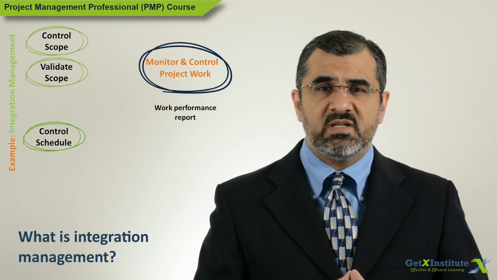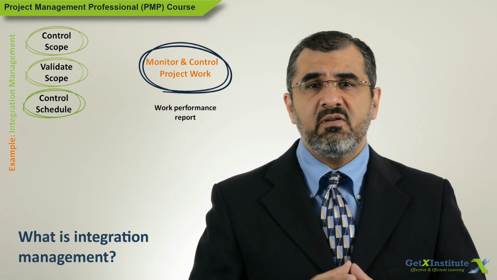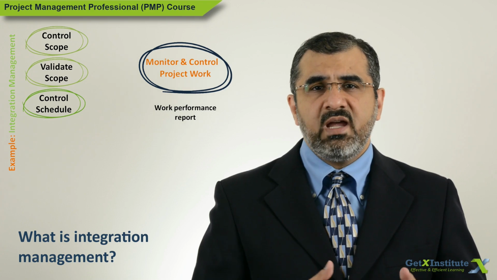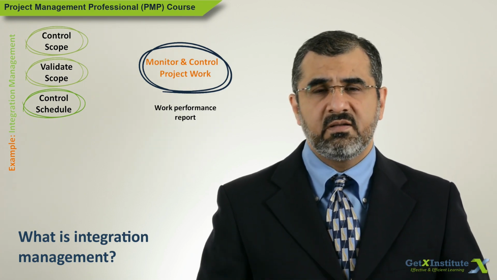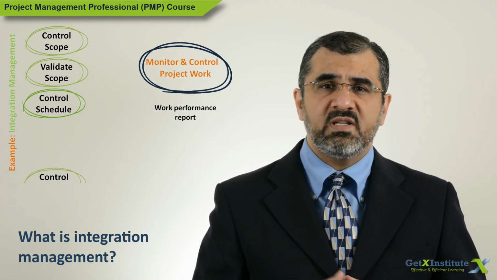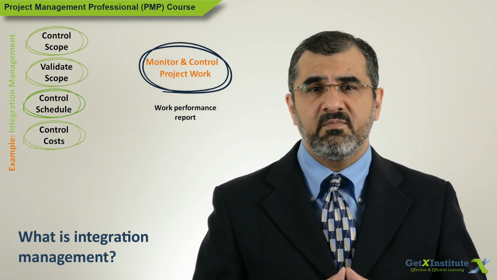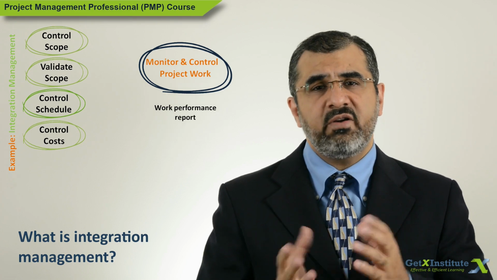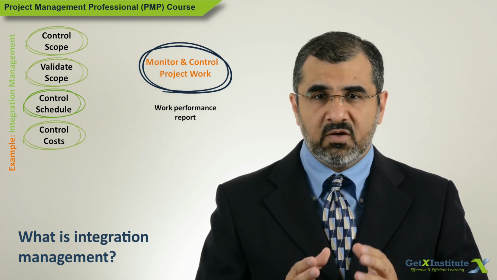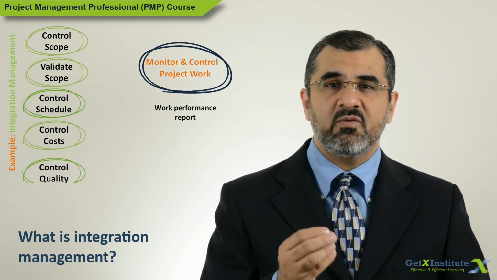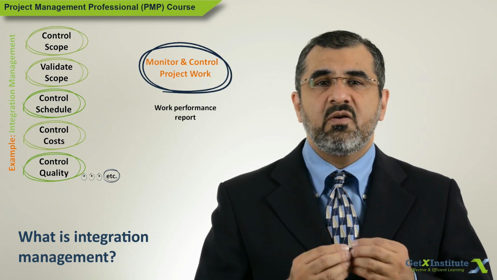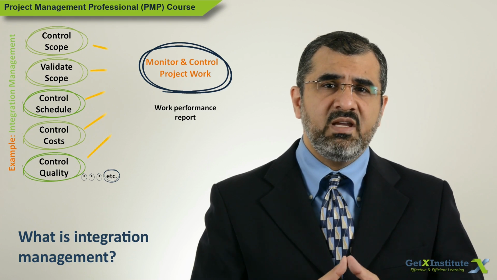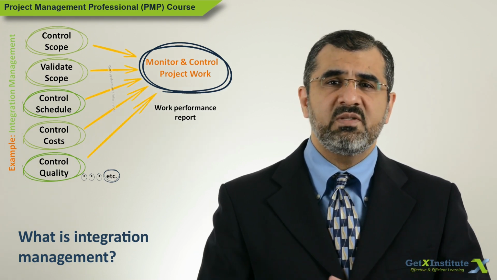Control schedule process from project schedule management area says whether the project is on time, early, or late. Control cost process from project cost management informs about being under budget, over budget, or on track. Control quality from project quality management gives quality performance, and a few other processes from various knowledge areas also provide work performance information.